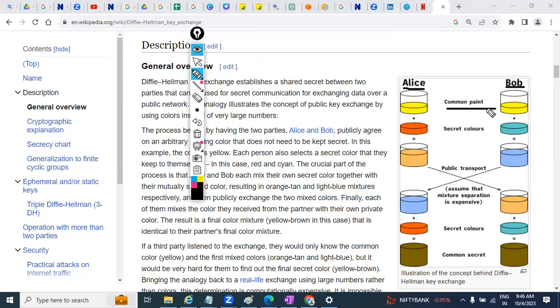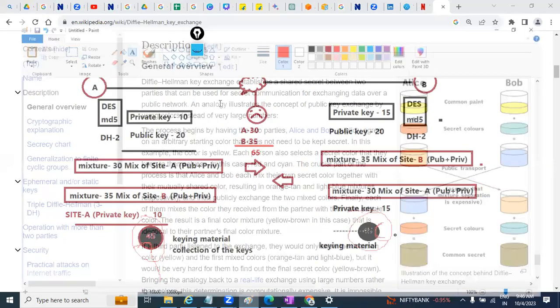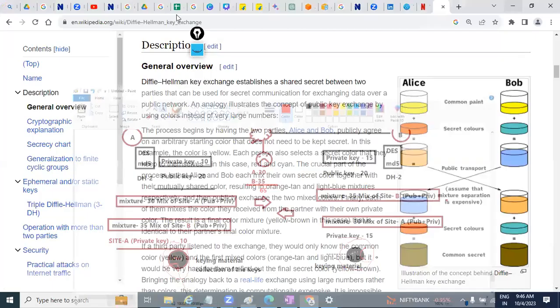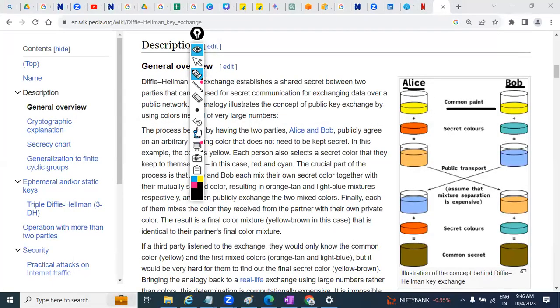The common keys we have decided. What keys have we decided? The number was the public key, 20 here. So this is 20 and this is 20. Secret keys are known as private. So this is 10 and this is, I think, 15 we are using.